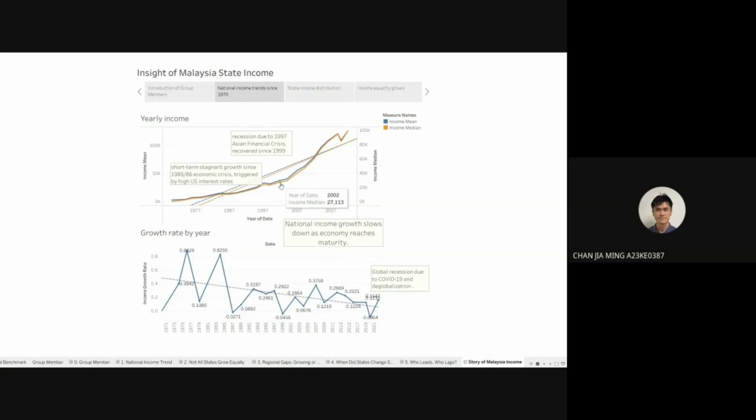Along until 2019, we can see it reached the peak, but suddenly there was a very sharp drop due to COVID-19 and also deglobalization. Several years after that, in the post-COVID era, everything recovered and our economy was boosted again. So this is the overall trend of our economy, and it can be seen through the yearly income. That's all from my part.